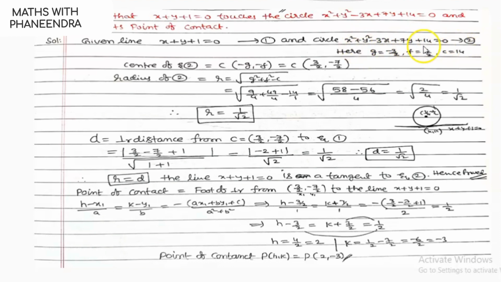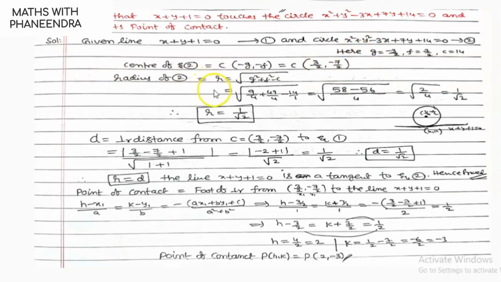This equation compared with the general equation of a circle: 2g equal to minus 3, g equal to minus 3 by 2. 2f equal to 7, f equal to 7 by 2, c equal to 14. Center of the circle is (minus g, minus f). So minus of minus 3 by 2, minus 7 by 2. So (3 by 2, minus 7 by 2) is the center of the circle.